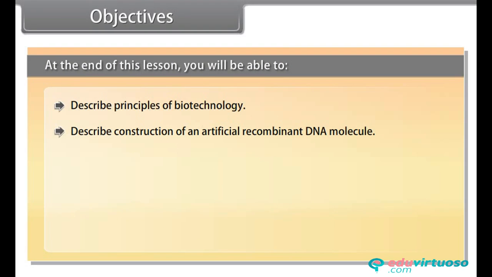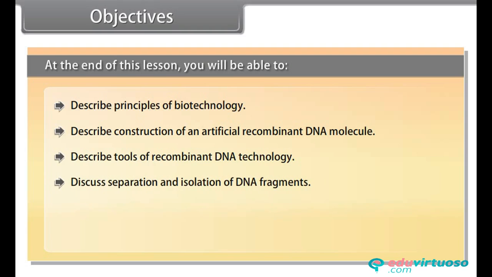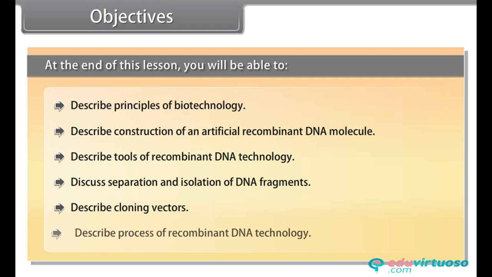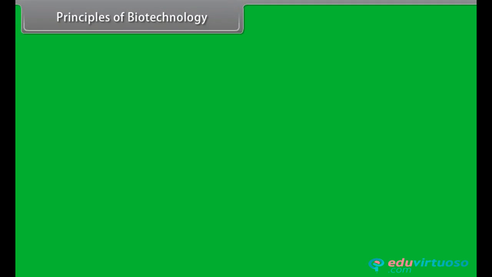Objectives. At the end of this lesson, you'll be able to describe principles of biotechnology, describe construction of an artificial recombinant DNA molecule, describe tools of recombinant DNA technology, discuss separation and isolation of DNA fragments, describe cloning vectors, describe process of recombinant DNA technology. Principles of biotechnology.